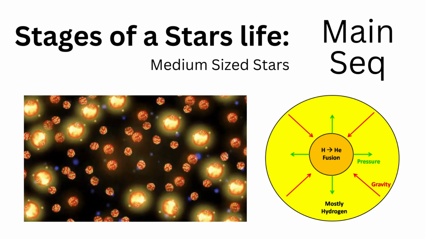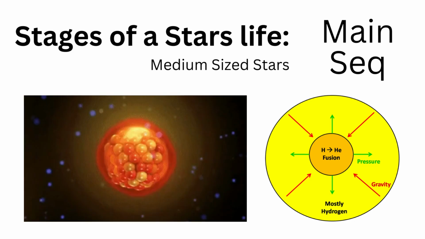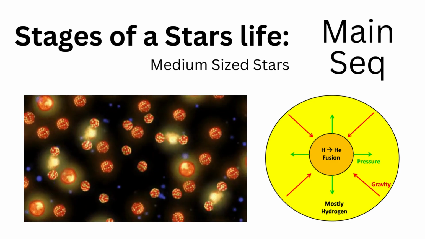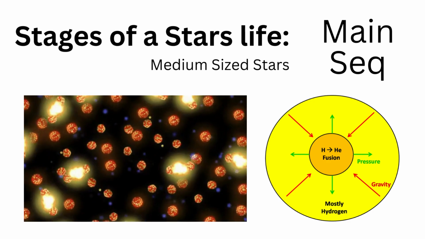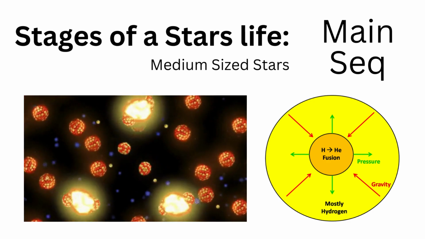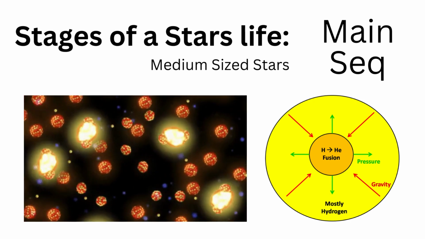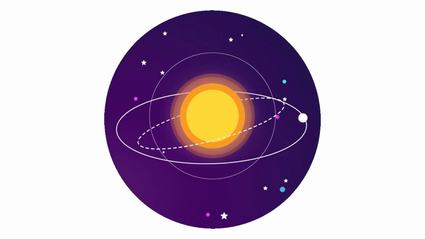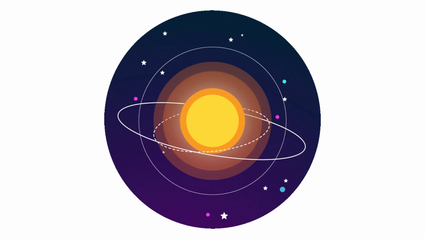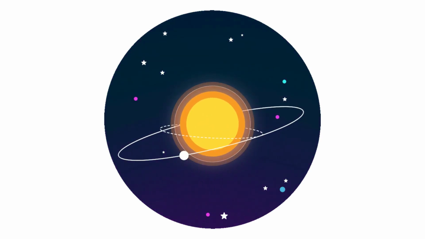Then, stage 2, main sequence. During this stage, a star like our Sun fuses hydrogen atoms into helium atoms in its core, releasing a tremendous amount of energy. This energy radiates out from the core, keeping the star hot and preventing it from collapsing in on itself due to gravity. Our Sun is currently in this stage, and it has been for around 4.6 billion years. It is expected to remain in this stage for another 5 billion years. An incredible fact.